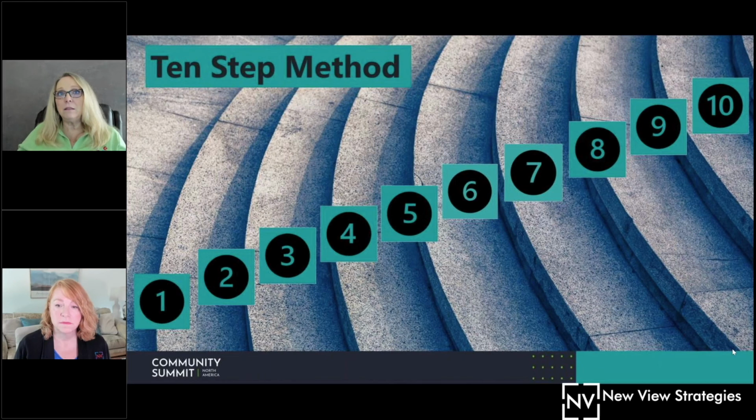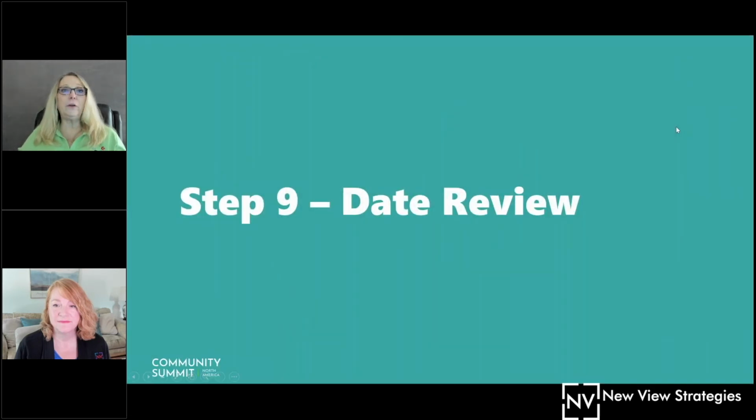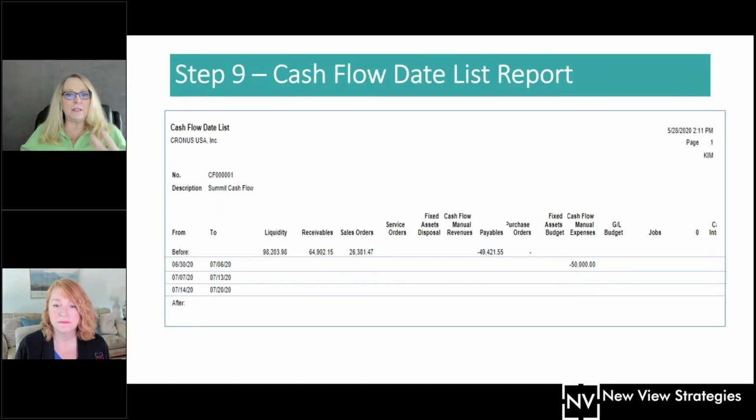Step 9 is next. And this is one of my favorites, actually. It's what I call the date review. And the first thing I did when I was doing mine is I found this nice little cash flow date report. And I was like, oh, that's cool. I could do different date ranges. This was week by week. But everything kind of sat on that before line, right? And I was like, there's got to be more, right?